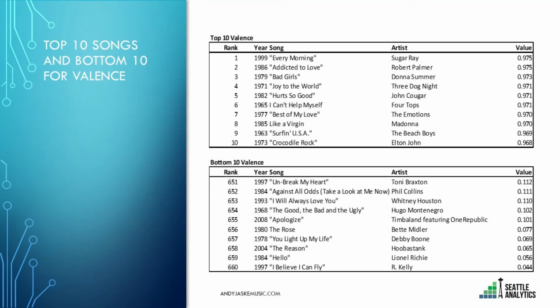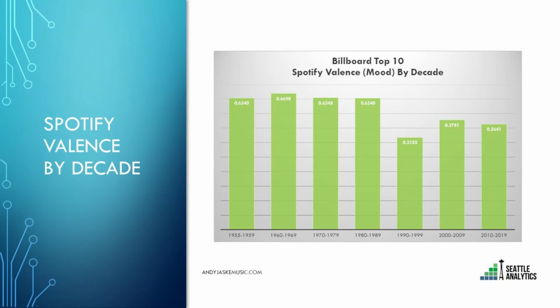So how does the valence measure look over time? Well, it's basically flat through the 1980s and then drops way off in the 1990s. Remember, that was our ballad decade, and then creeps back up a bit after that. But it's pretty bifurcated in terms of its distribution, with before 1990 being the happier song period and after 1990 being the sadder or more mellow song period.